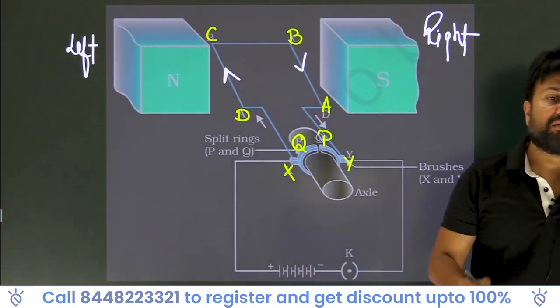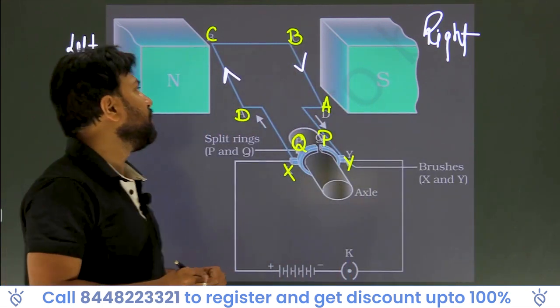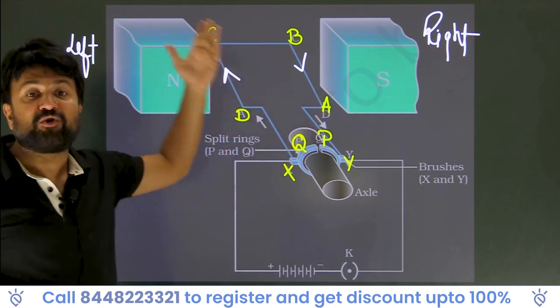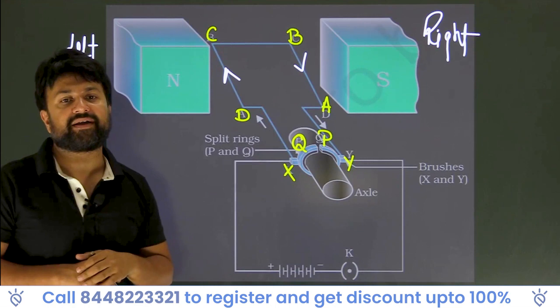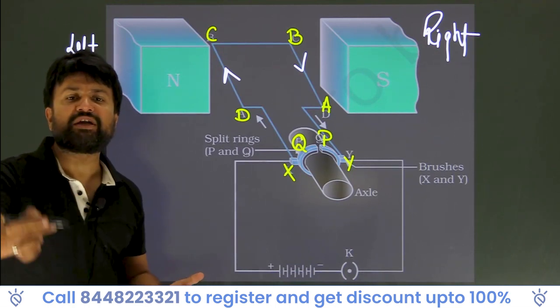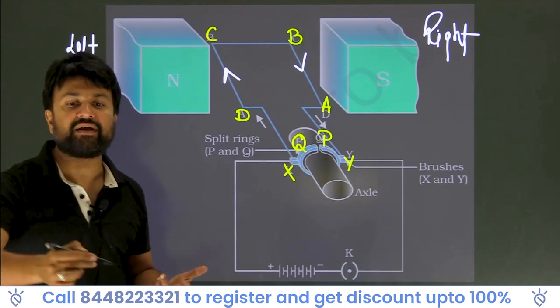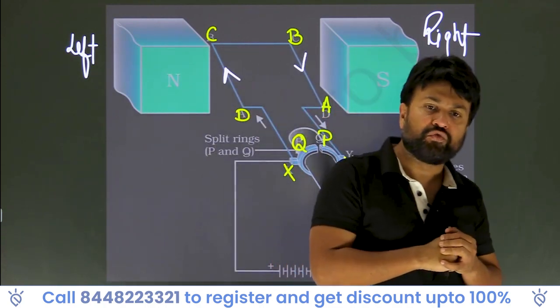So the force on the right hand side is always in upward direction, and the force on the left hand side is always in the downward direction. Because of that, the coil continues to rotate in anti-clockwise direction. I hope you understand this topic. Thank you for watching this video.